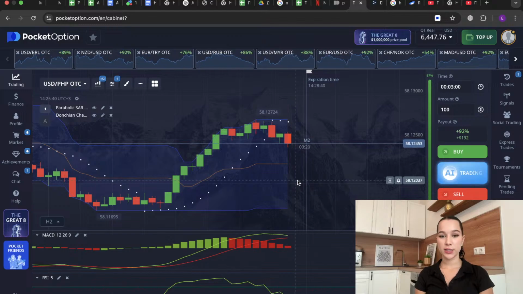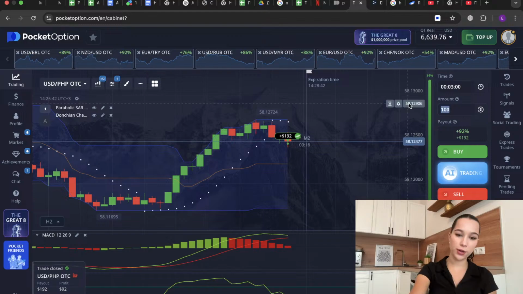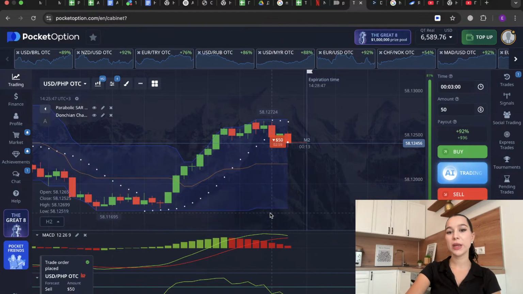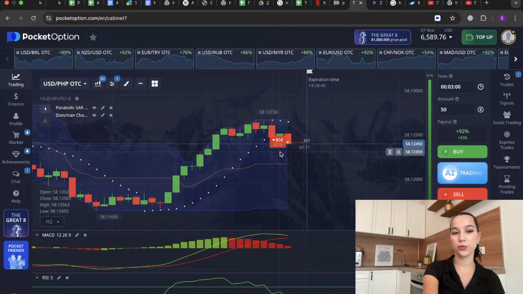So it's 1 second and we close the trade in the plus. Okay, perfect. As you can see, it was pretty close to our entry point, but we still closed it. So here we open another trade down for 3 minutes.